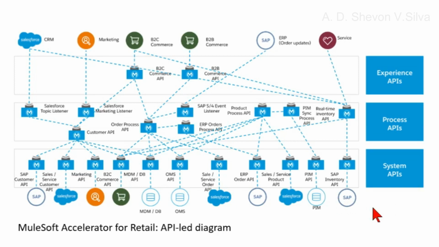RGB B2B Commerce System API. Accelerator B2C Commerce API. B2C Commerce System API supports the following functionality.